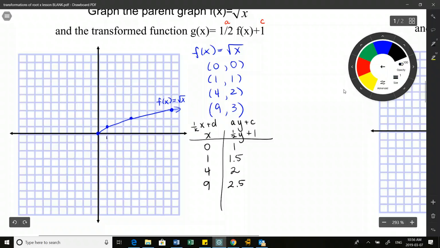Okay, and I'm just going by ones on my graph, so you can just write a little scale here so you know. Okay, and then we'll write the transformed graph, so 0, 1. This is already looking good because it's looking similar to what we predicted would happen. And then 4, 2, that one didn't change, did it? Half of 2 plus 1, okay, yeah, that one stayed the same. And then 9, 2.5.